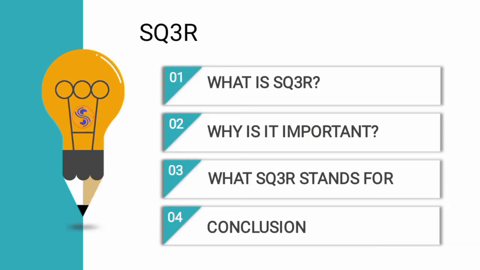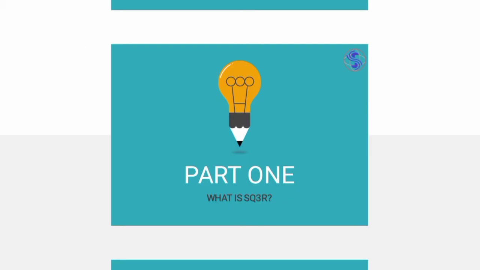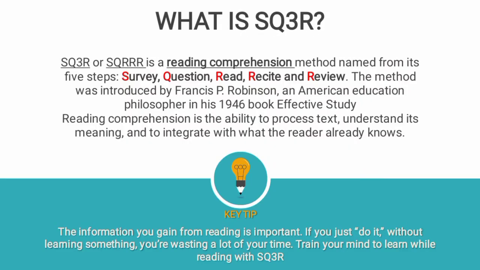So we're going to look at just basically three things, and then we'll conclude. The first will be what is SQ3R, the second would be why is it important, and then what it stands for. So let's jump into part one. So the SQ3R can also be written as SQ3R. So the 3R means basically just 3 R's.